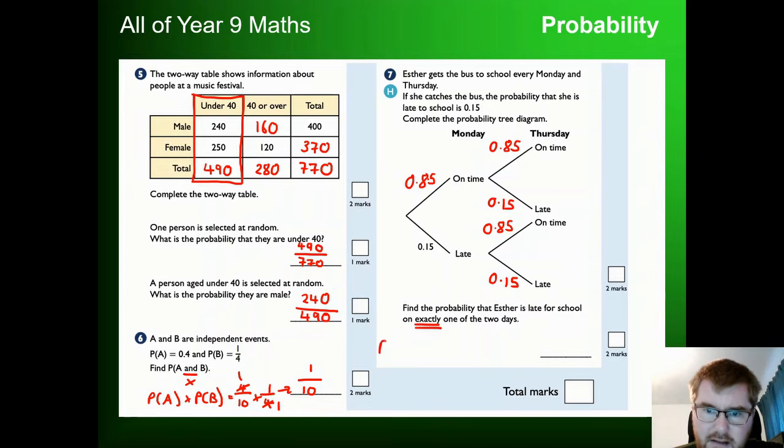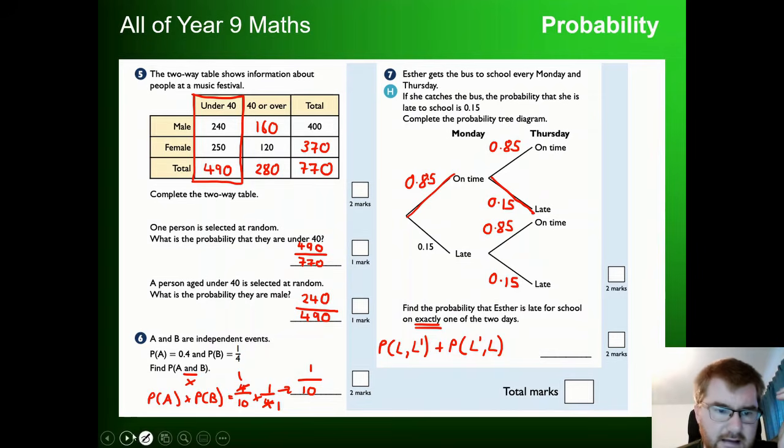So we want to work out the probability of late and not late, and then the probability of not late, or on time, and then late. So we want to take this branch, if I put it down there, and let's use a different color here. I also want to use this branch as well, because these are the only combinations where you're late exactly once. Now, how do we actually work this out? Let's set this up nicely.